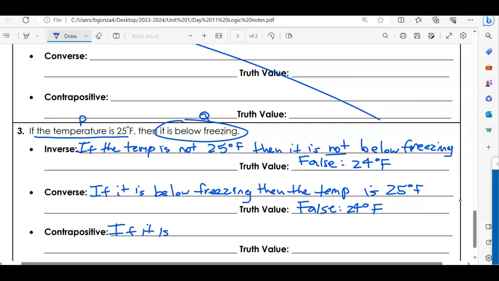If it is not below freezing, then it is not 25 degrees. So if it's not below freezing, that means it's 33, 34. If it's in the 30s, does that mean it's not 25? That is actually true, okay?